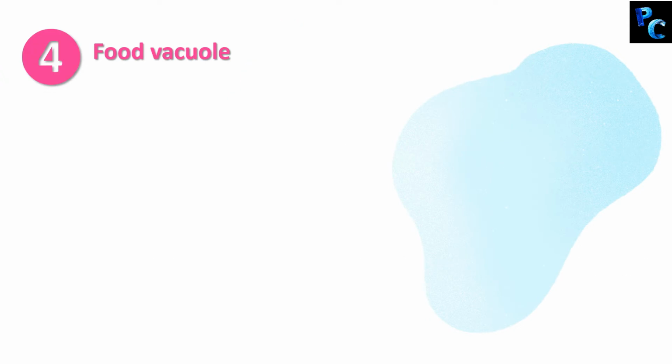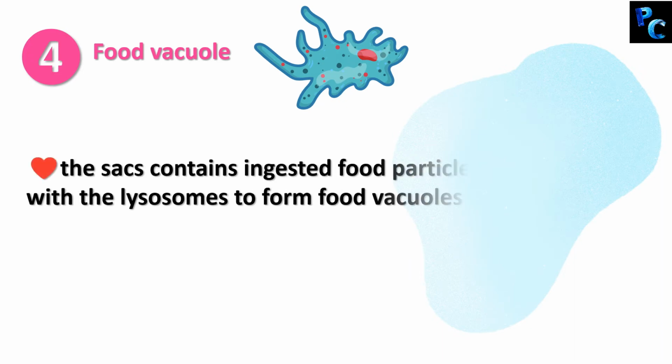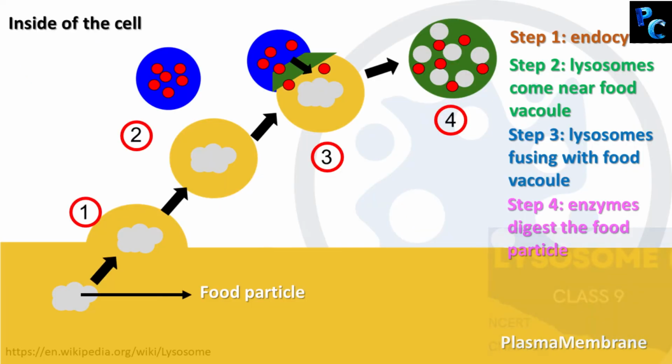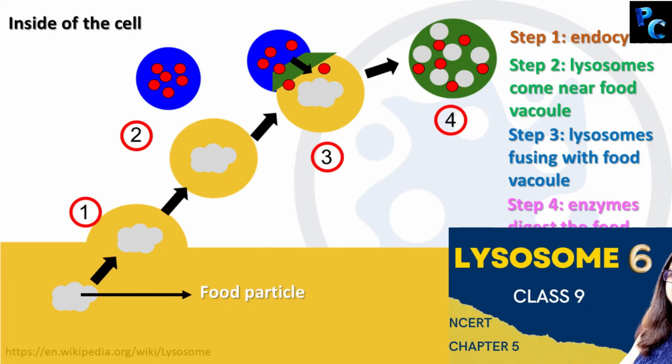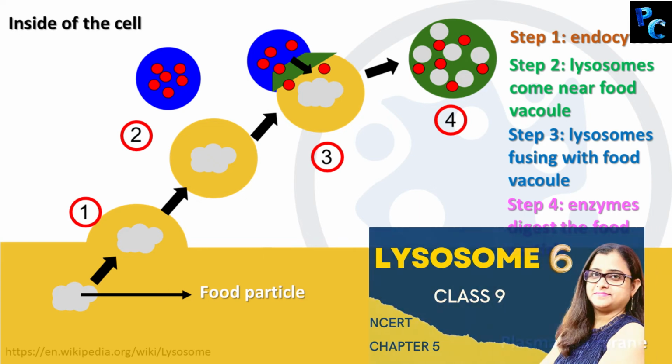Let's now see what are food vacuoles. In single-celled organisms like amoeba and amoeboid cells of higher animals, the sacs contain ingested food particles which fuse with the lysosome to form vacuoles. These are called food vacuoles. Digestion occurs inside these food vacuoles. Watch my video on lysosome for more details. I will provide the link in the description and also in the comment.